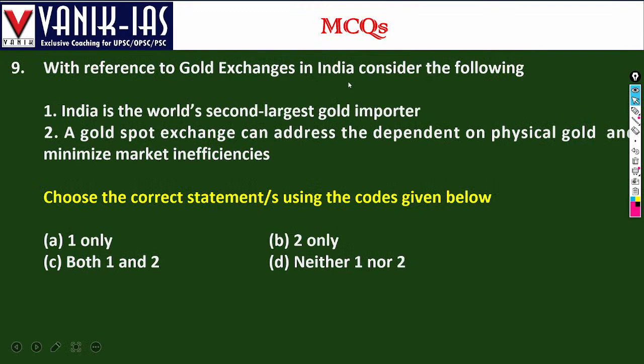With reference to gold exchange in India, consider the following. India is the world's second largest gold importer. Right? Yes. After China, India is the second largest. A gold spot exchange can address the dependence on physical gold and minimize market inefficiencies. So both 1 and 2 are correct. So answer is C. So this question, the right answer is C. Then the last question, question number 10.